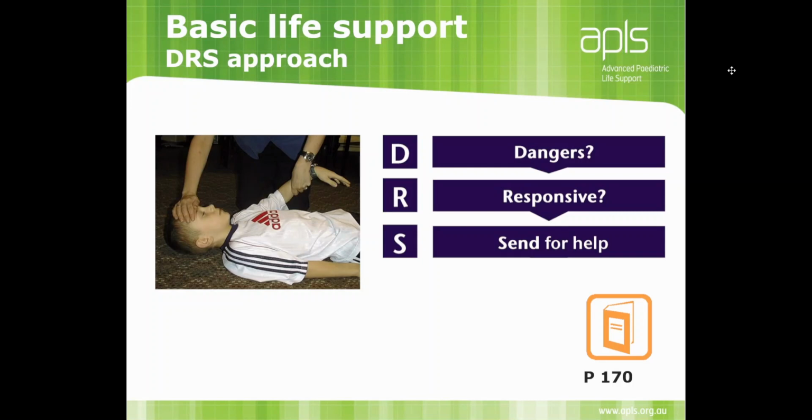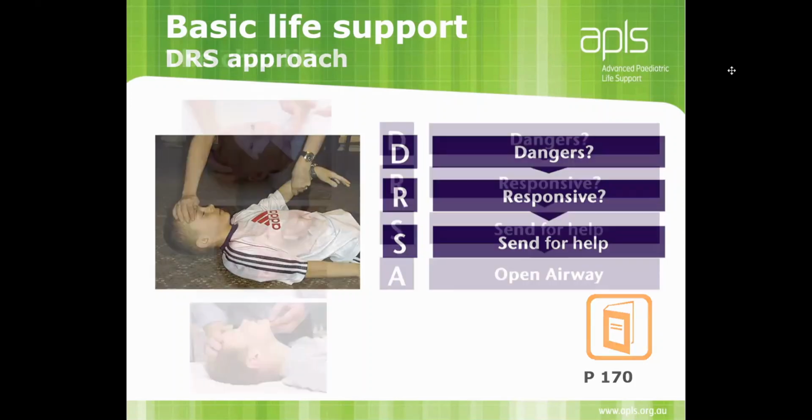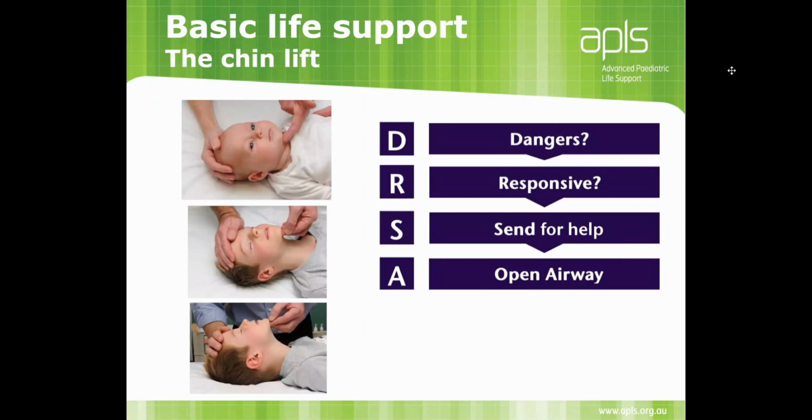So the ground rules: first is to look for any dangers and make sure you are safe. The second is to assess the responsiveness of the child. All children who need basic life support will not be responsive. If you find the child is not responsive, then you have to shout for help. And then once you have ruled out dangers, confirmed that the child is not responsive and called for help, the first step is to keep the airway patent, or to apply the airway opening maneuvers.